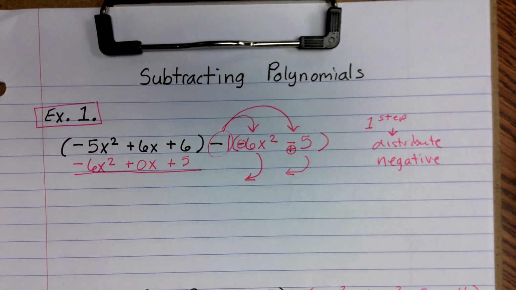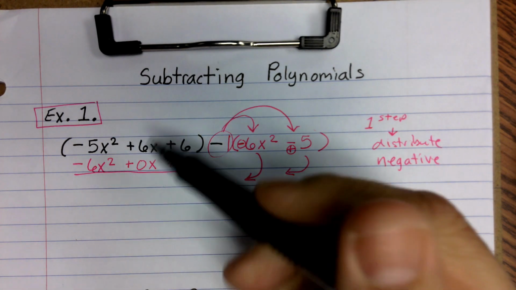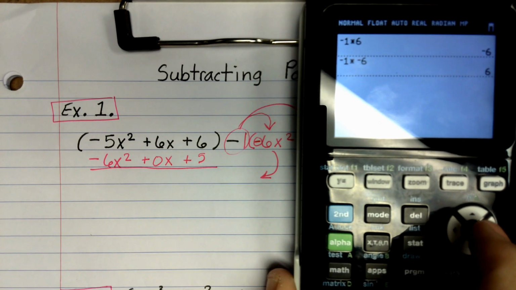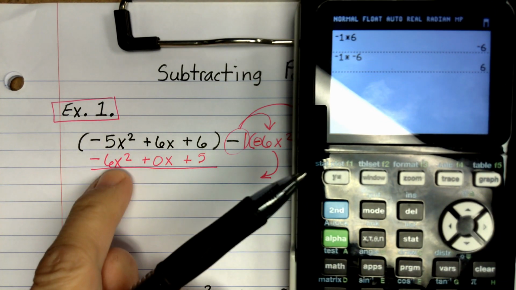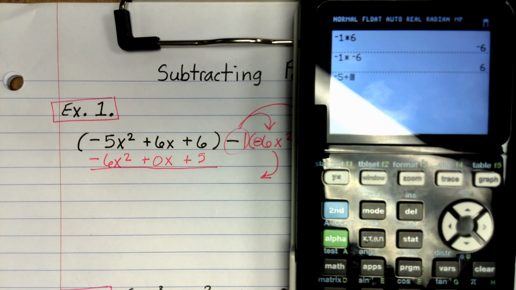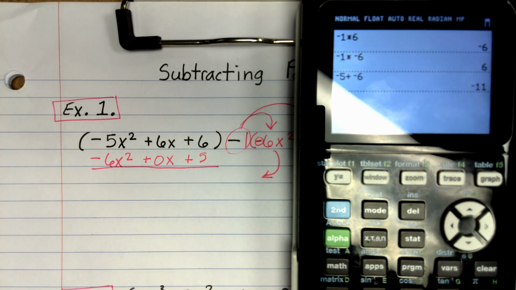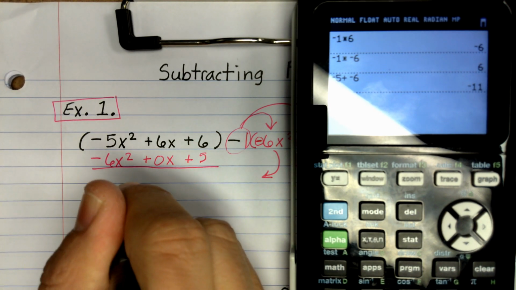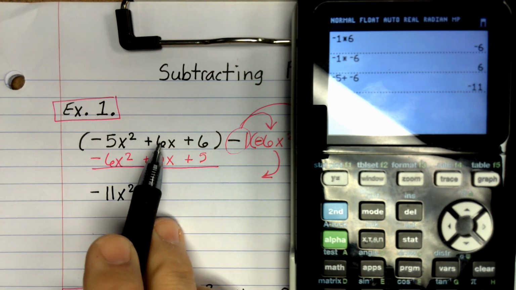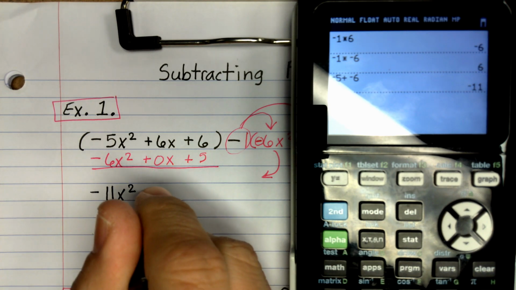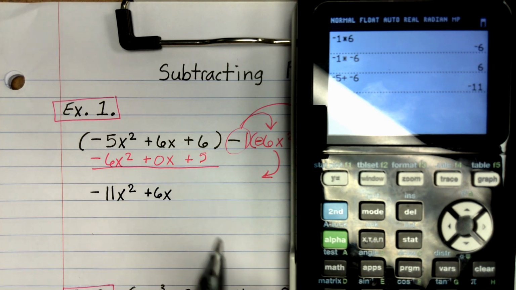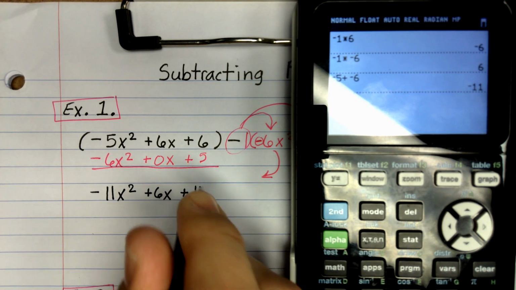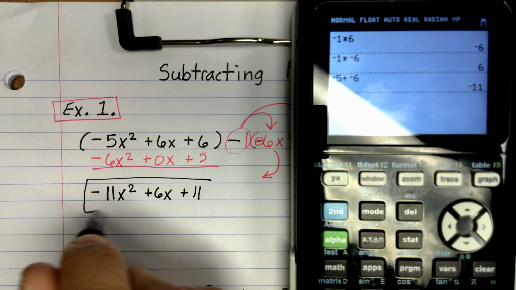I'm going to draw my line underneath it, and now I'm just going to combine my terms from top to bottom. Again, if you're not good at dealing with negative numbers, you can just use your calculator to help you out. So we have negative 5 plus negative 6. When I combine that, it gives me negative 11. So this becomes negative 11x squared. And then we have 6 plus 0, so that just becomes positive 6x. And then we have 6 plus 5, and that'll give us positive 11. And this is my final answer.